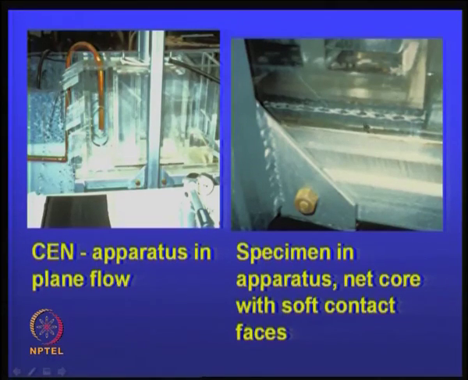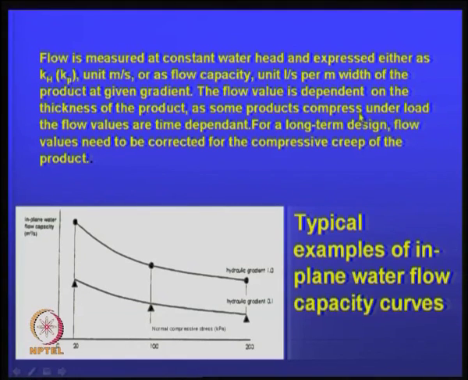This is a very important thing. So, flow is measured at constant water head and expressed either as permeability in meters or the flow capacity per unit width, like per width at a given hydraulic gradient. So, for different hydraulic gradients we can get this material, like so the flow is dependent on the thickness of the product, as some products compress under load and the flow values are time dependent. So, for long term design, flow values need to be corrected for compressive creep of the product.